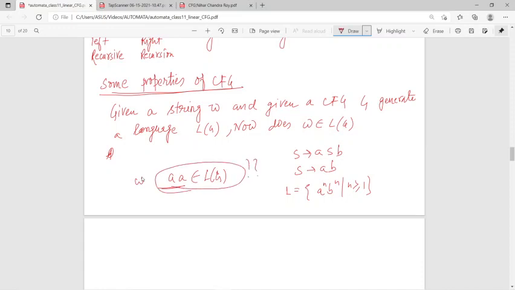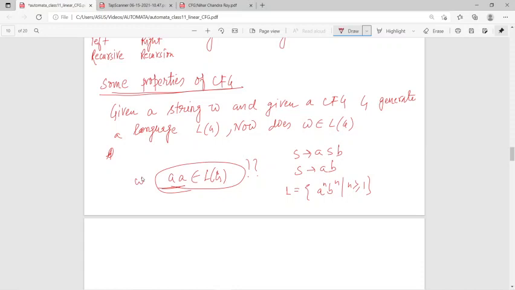So what should be your algorithm? Your algorithm may be like that: the set of all strings that are generated in one step by this grammar, because you have only the grammar. So in one step, you generate from the grammar.